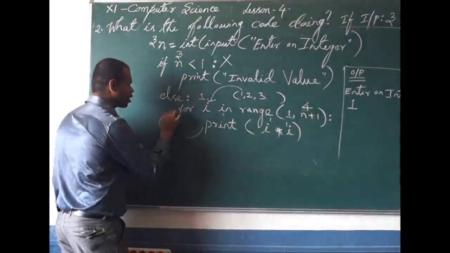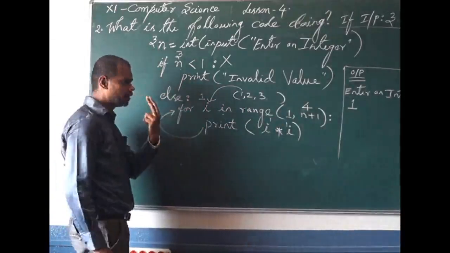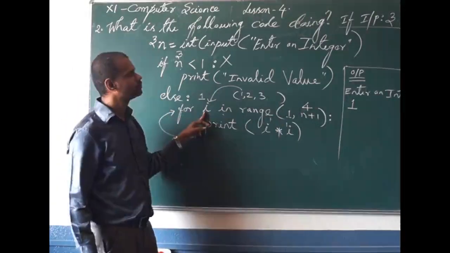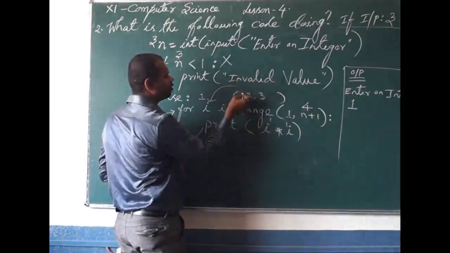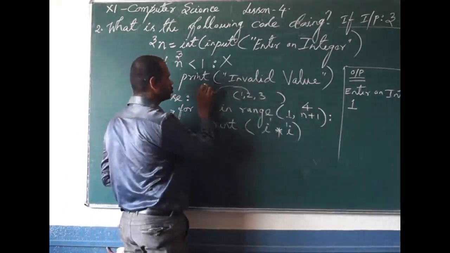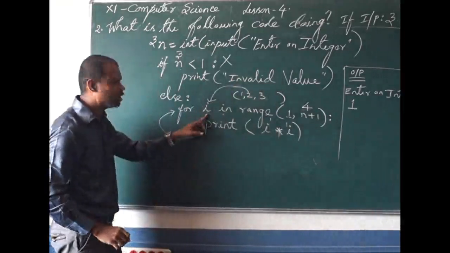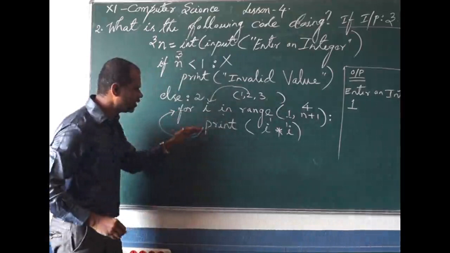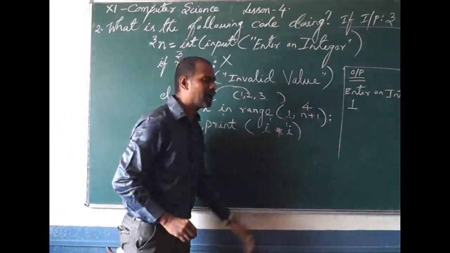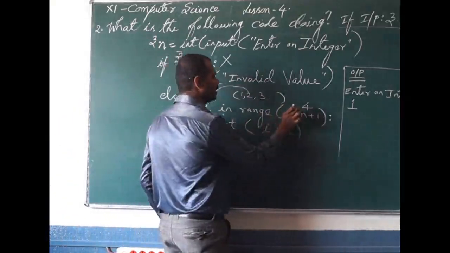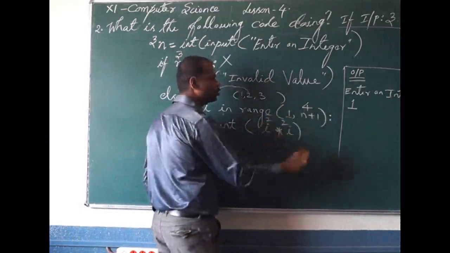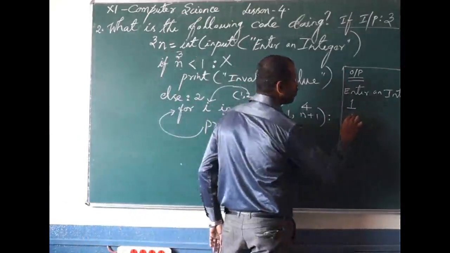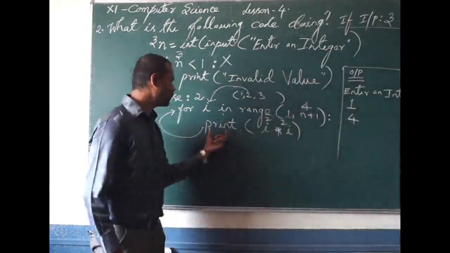Then again we go to the for loop. The control flow of the program goes back to the for loop. What is the value of i? Now 1 is finished, so it will take 2. At present the value of i is 2. Now it will come here and print i star i. That means 2 star 2, which is 4. So 4 will be printed.